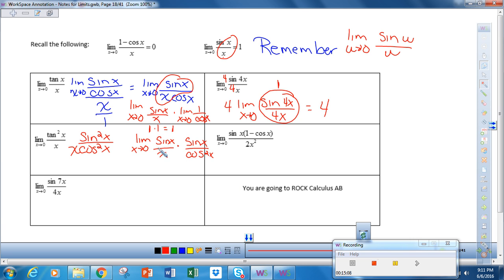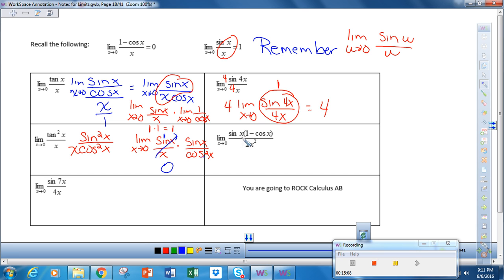Okay? And the limit as x approaches 0 of sine x over x is 1. And the limit as x approaches 0 of sine x over cosine squared x, doing a direct substitution, I get 0 over 1, but that's still 0. Okay?